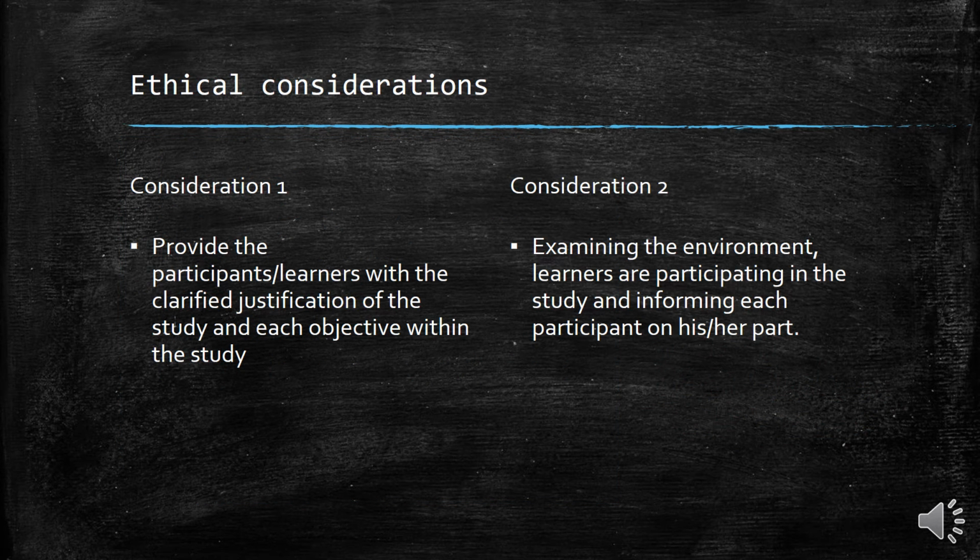The ethical considerations of this study are contained in two variables. The first consideration is to provide the participants and learners with the clarified justification of the study and each objective within the study. And the second consideration is to examine the environment, where the learners are participating in the study, and informing each participant of his or her part.